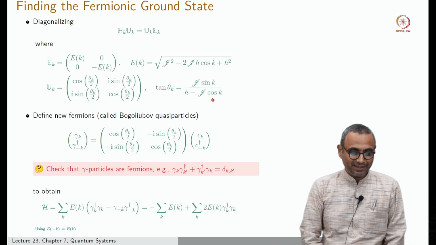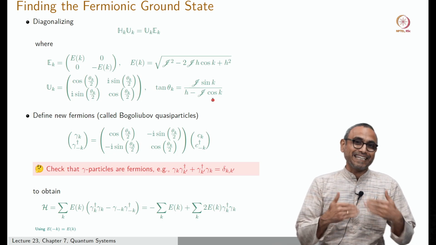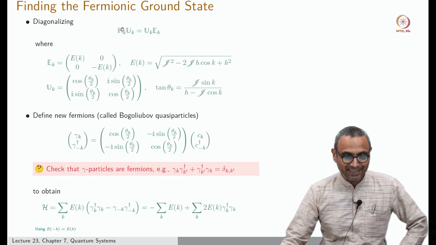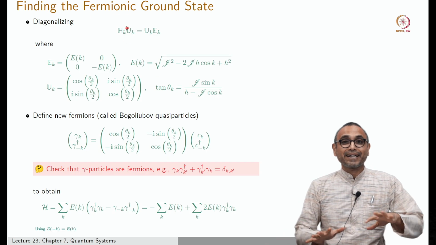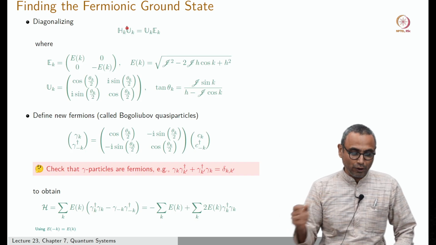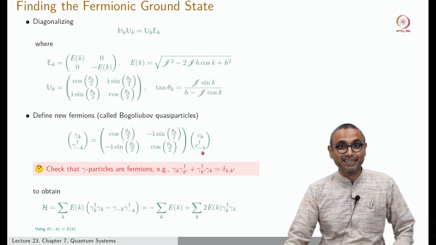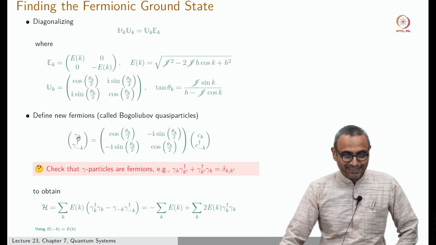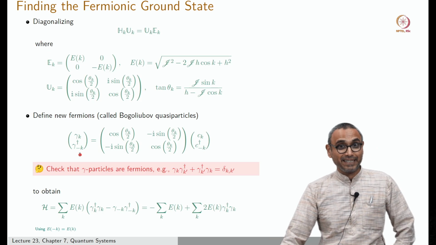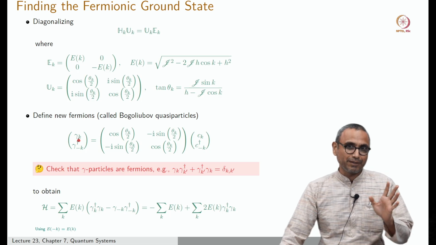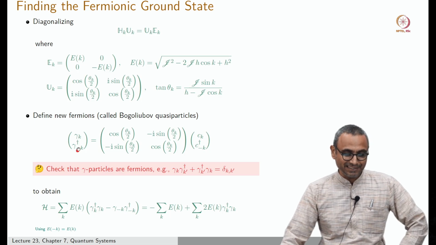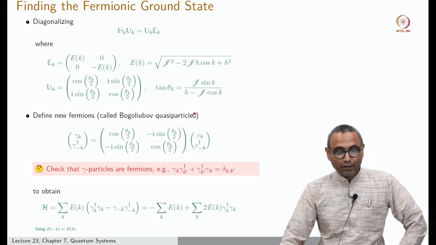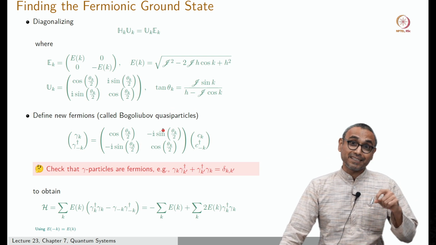Okay. Now the way this proceeds is to use this Uk to transform your original fermions, which were Ck and C dagger minus k, to a set of new fermions. These are called gamma k and gamma dagger minus k. So there is only one fermion, strictly speaking, gamma k. This is just like its partner, if you wish. These are called Bogoliubov quasiparticles of the superconductor.